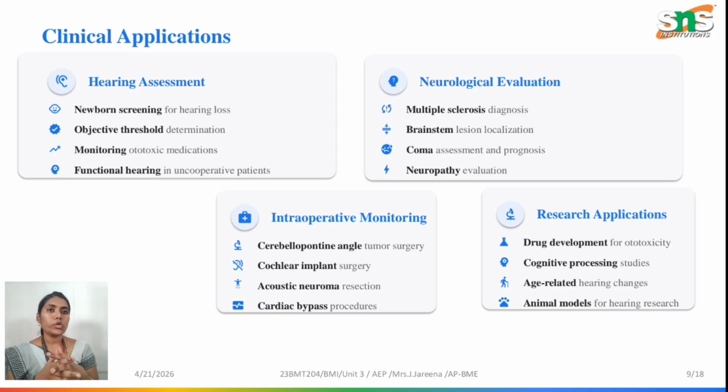The clinical application of this is that we can have a very good hearing assessment, especially newborn screening for hearing loss. It provides objective threshold determination and a very good functional hearing assessment in uncooperative patients. It also gives a very good neurological evaluation, like multiple sclerosis diagnosis and brainstem lesion diagnosis, and is a better diagnostic method for coma patients. There are also research applications and intraoperative applications for auditory evoked potential.